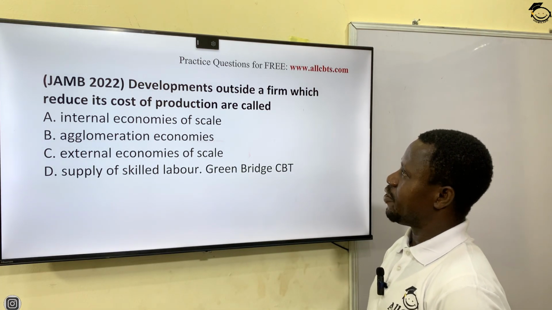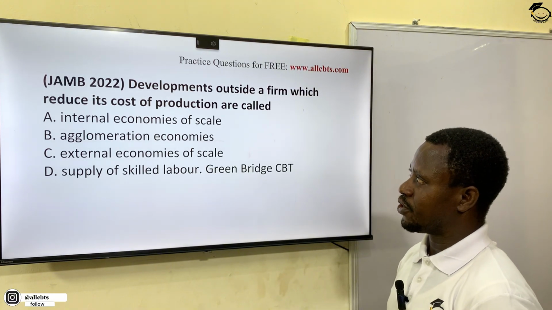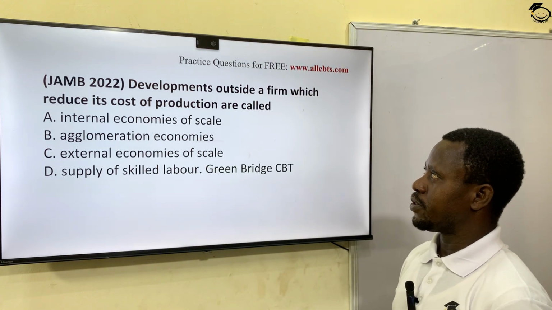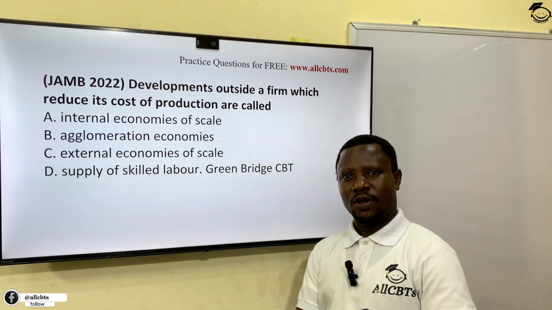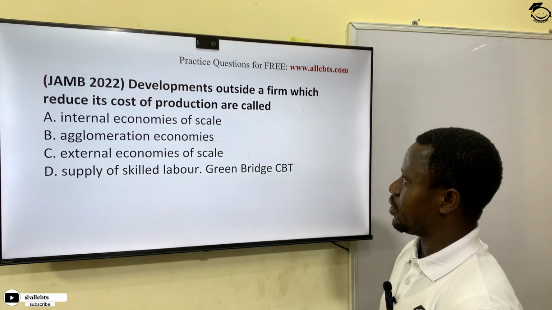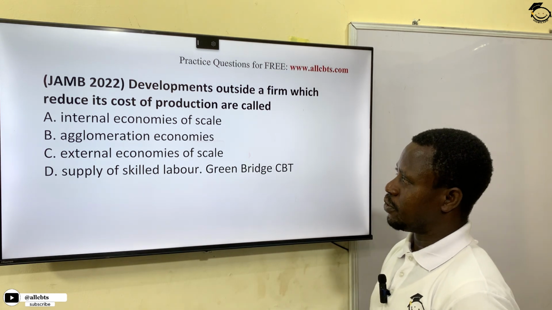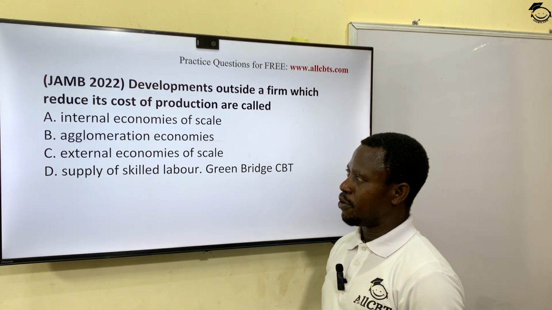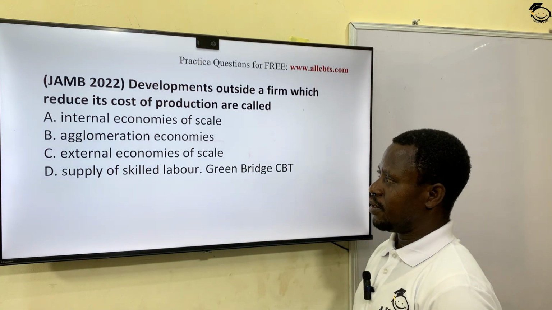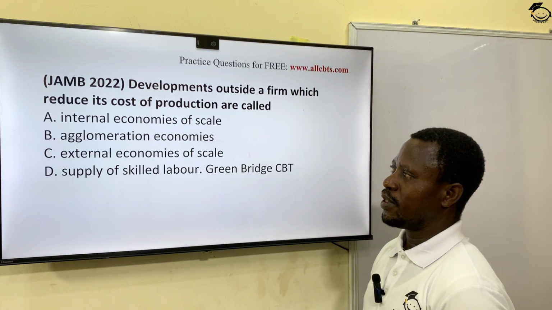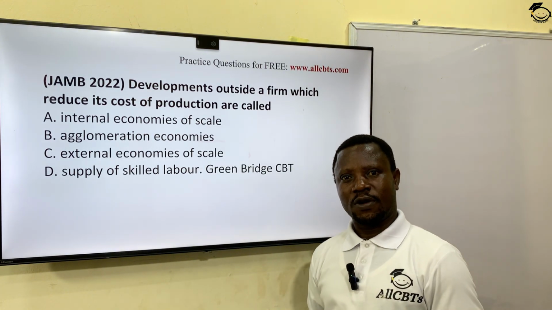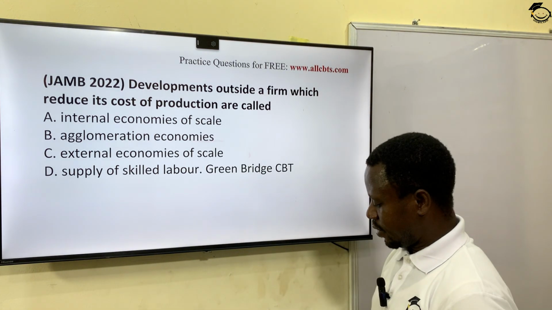Developments outside a firm which reduce its cost of production are called. Take note of the word outside, not within the frame of the industry or the company. Internal economies of scale, agglomeration economies, external economies of scale, supply of skilled labor. All right? The answer is what? External economies of scale. All right?